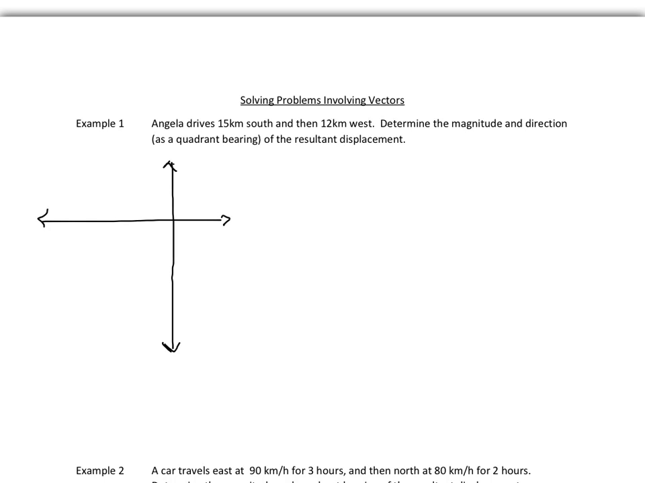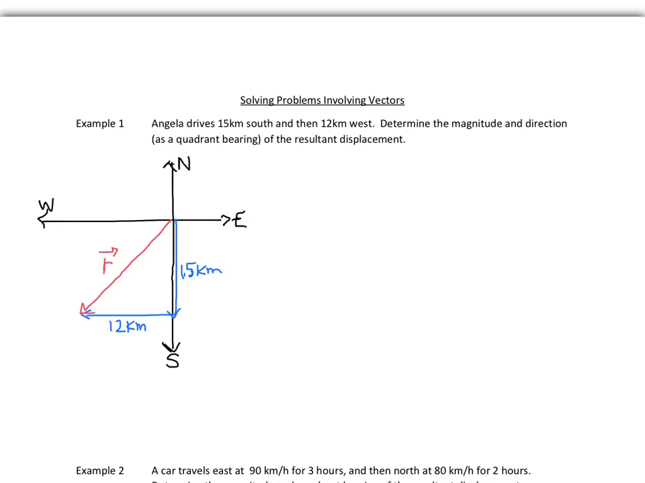Now, it says she drives south and west, so we really need to look at quadrant 3 for our solution here. So I'm drawing this sort of distorted. So north, east, south, and west. Okay, so she drives 15 kilometers south. And then 12 kilometers west. And we are asked to determine the magnitude and direction of the resultant displacement, which would be here. Okay, so let's label that with an R for resultant.